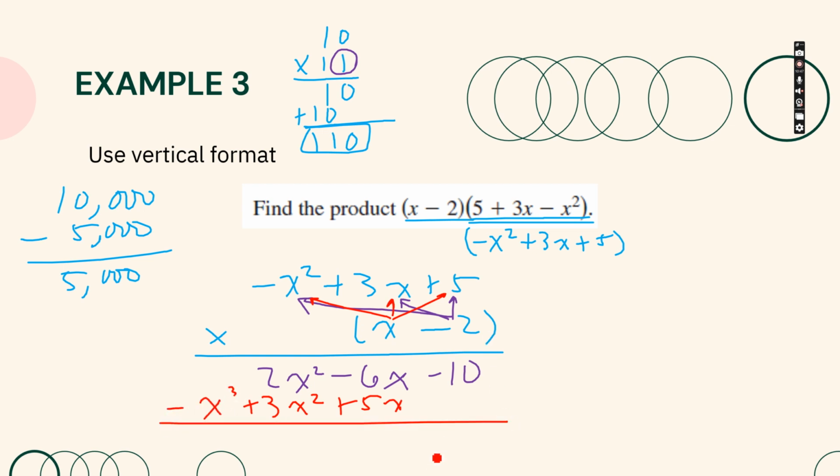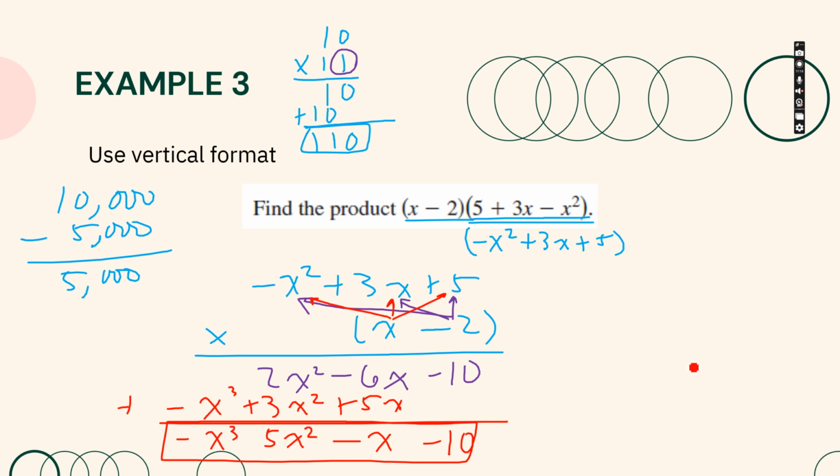Then we'll just drop everything down and start adding them. -10 plus nothing is -10. Negative 6x plus 5x gives you -1x, or just -x. 2x squared plus 3x squared gives you 5x squared. And finally, negative x to the third power is just negative x to the third power, giving us our last term here.